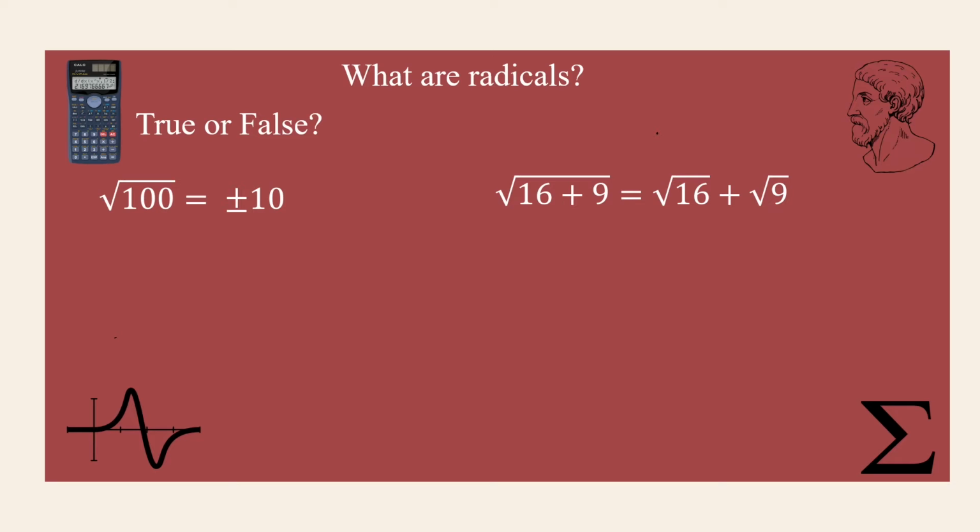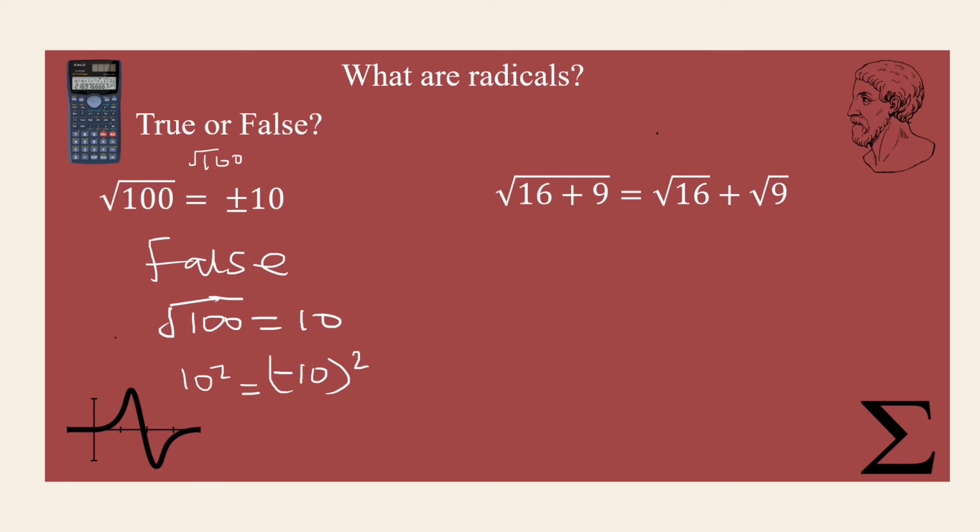All right, true or false? The square root of 100 is equal to plus or minus 10. Okay, let me give you a few seconds to think about this. Okay, so if you answered false, then you are right. If you remember from one of the earlier slides, I said that when you see this symbol, like the square root of 100, you're referring to the principal square root. So you're only referring to the positive root. And so the square root of 100 is actually 10, even though 10 squared is equal to negative 10 squared, which is equal to 100. So this is actually just 10.